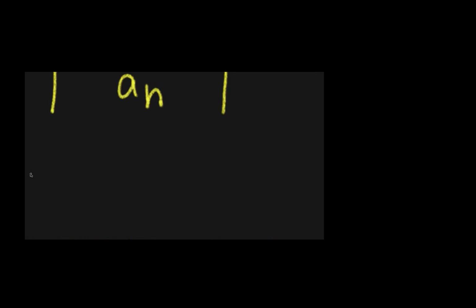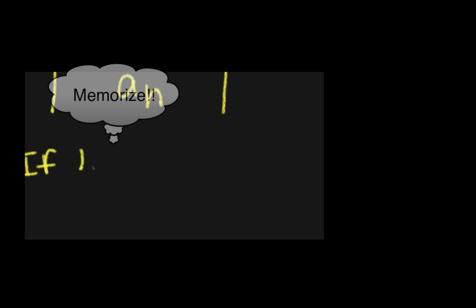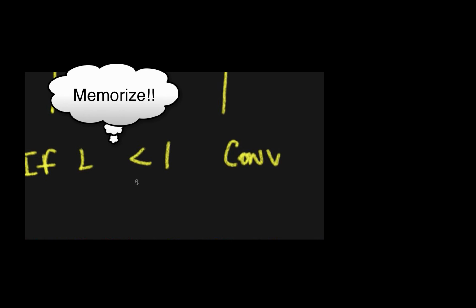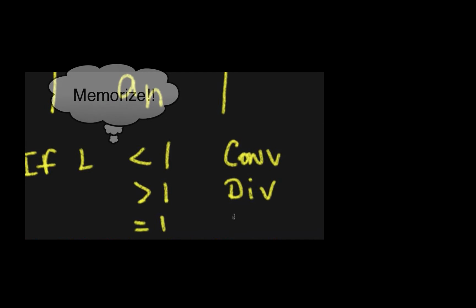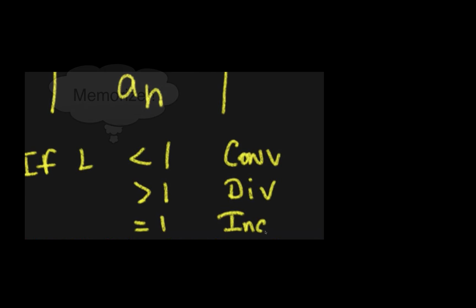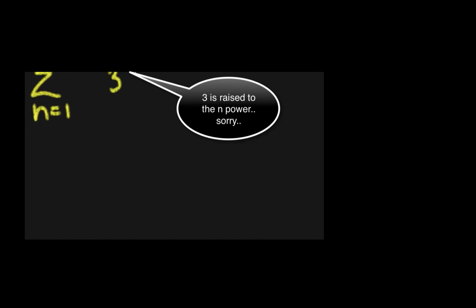And the conditions are, if L is less than 1, it converges. If it's greater than 1, it diverges. And if it's equal to 1, it's inconclusive, and you have to do a different test. You understand? So let's look at 3 to the n over, let's see, let's do this properly.